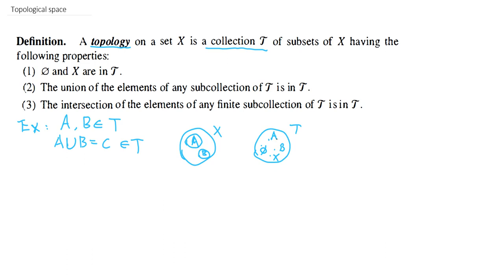It means that every time we do the union operation for the elements of T, we can ensure the result is still inside T. So this property allows us to use the union operation freely in this topology T.